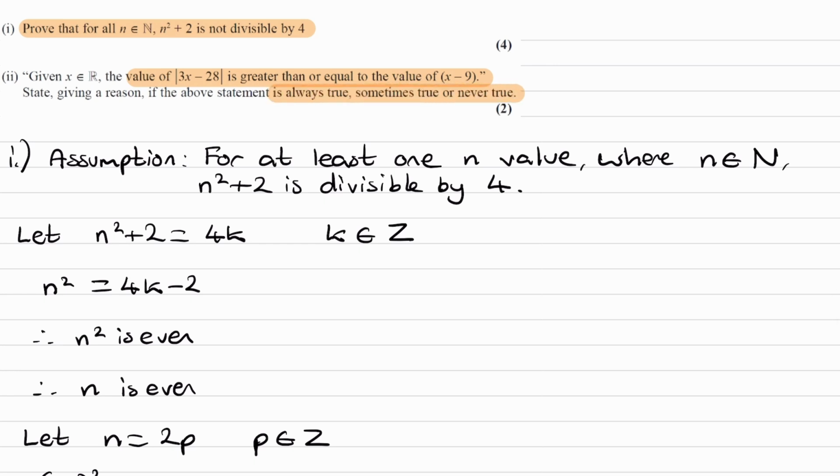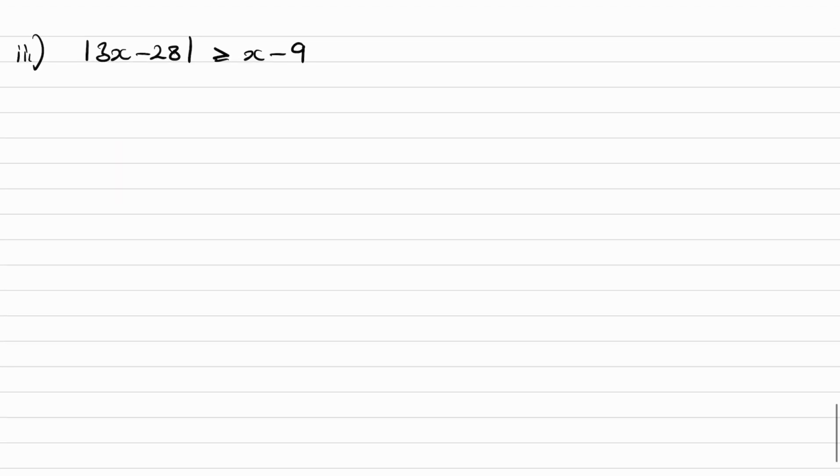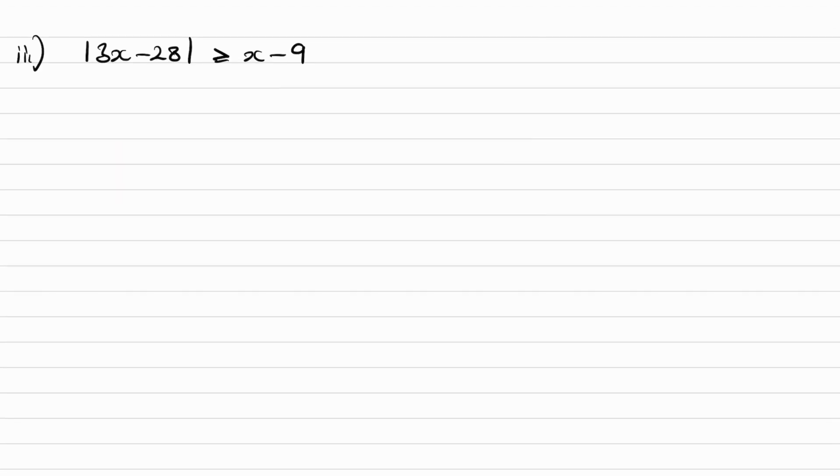Okay, so the statement is that the modulus of 3x minus 28 is greater than or equal to x minus 9. So let's just write that down. This is what we're trying to either prove is always true, sometimes true, or never true. So we can do this by sketching some graphs. We can sketch the graph of y equals the modulus of 3x minus 28 and y equals x minus 9 on the same set of axes, and then see if this function here is always above or touching this function here.